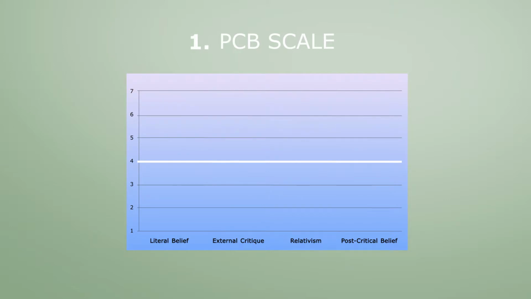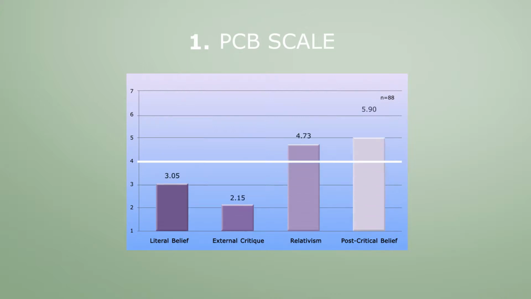In the upper right corner, you see the number of people this graph represents. In this case, we see the results of 88 respondents who participated in the PCB scale. Finally, we see the mean scale scores of these 88 respondents. These predict the tendencies in the population as a whole.